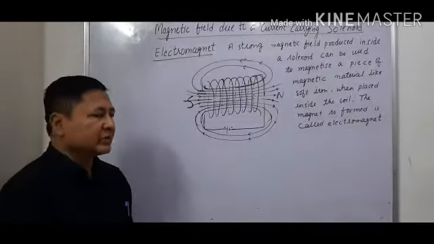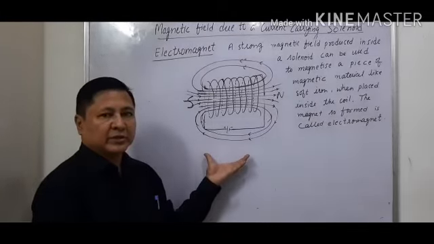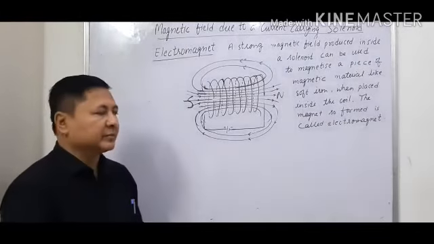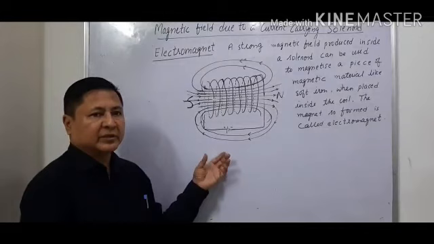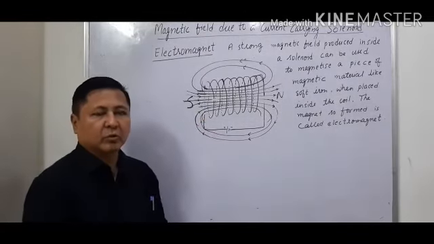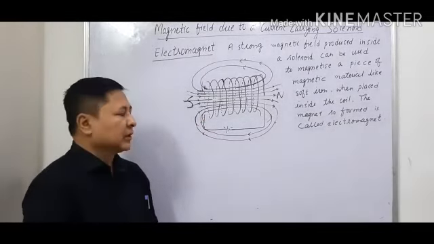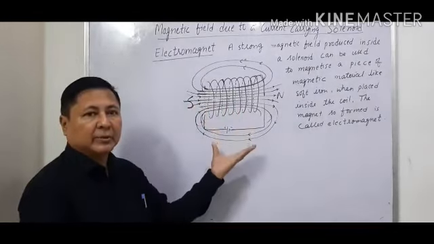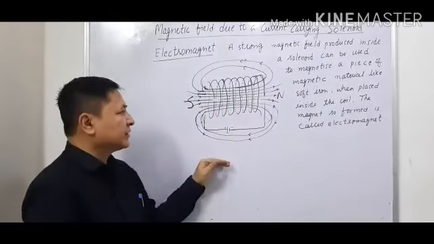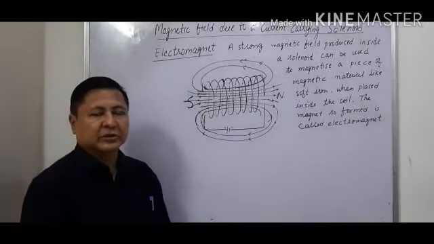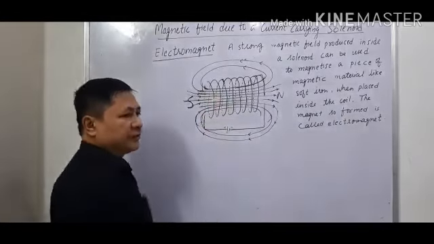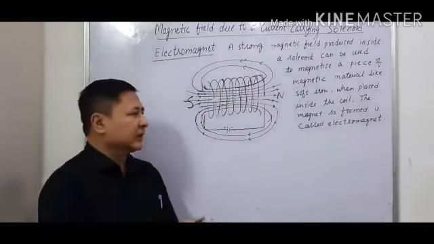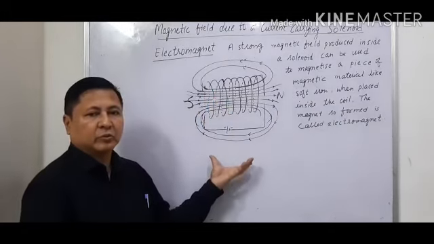Now how to increase the strength of the electromagnet? The strength of the electromagnet depends on three factors. The first factor is the amount of current. The more the current, the more will be the magnetic field produced. The second is the number of turns per unit length. If we have more turns, then the electromagnet will have more strength.